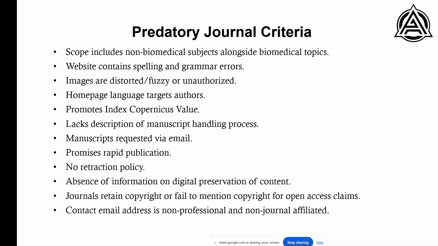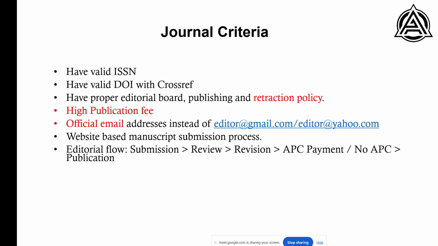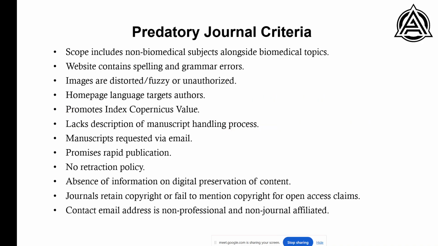And the next thing is predatory journal criteria. So how do we identify a legit journal with these criteria? In the same way, we have certain criteria that we can use to identify fake or predatory journals. The first thing is scope includes non-biomedical subjects alongside biomedical topics.